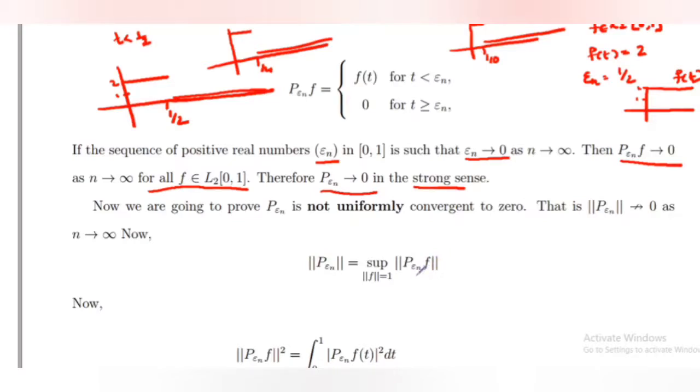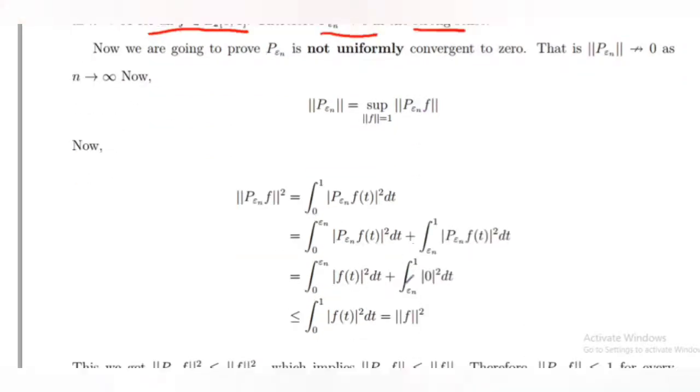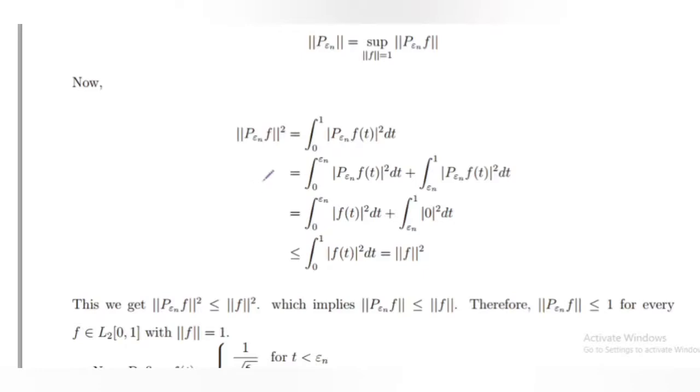Now, what is the norm of P epsilon n f? This square is equal to the integral from 0 to 1 of this one. Why this one? Our space is L2(0,1), so the norm is the 2-norm. Here, P epsilon n f under the 2-norm. And therefore this one.